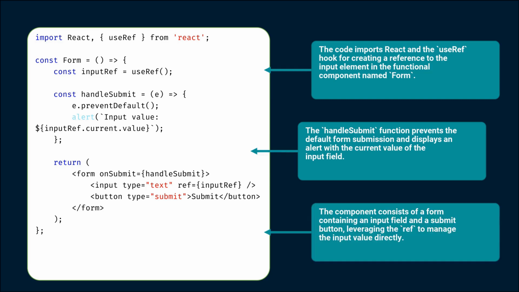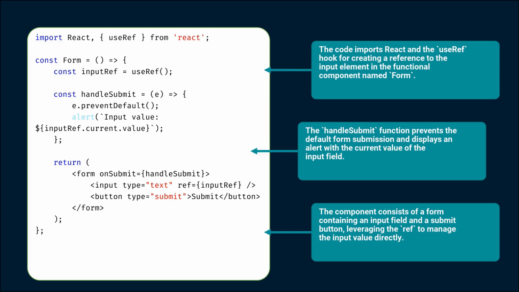Inside the form component, we create a reference called inputRef using the useRef hook, which will be associated with our input field. As users fill out the form and click the Submit button, we prevent the default form submission behavior with e.preventDefault. This is crucial as it stops the page from refreshing.